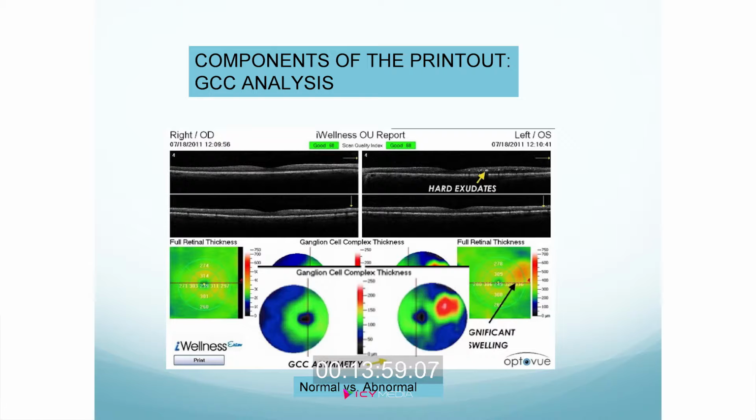In the left-hand side, or the left eye, you can see what an abnormal ganglion cell complex would look like. You see the black fovea, you can see the beginning of the green donut, but then you can see that big red hot spot, which is correlating to that area of thickness, which is correlating to the area of retinal exudation.